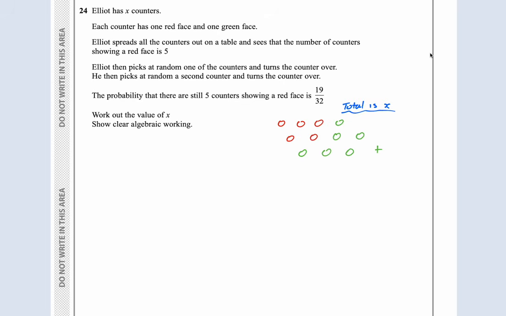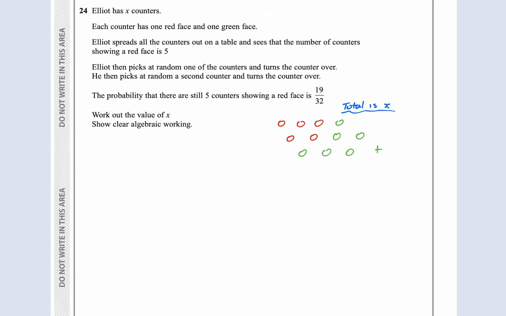So how could there still be 5 reds? Well, the example I showed you is exactly one of the ways. If he turns over one of the greens and then he turns over one of the reds, he has still 5. So he has to turn over 1 red and 1 green. So now how do we figure that out?